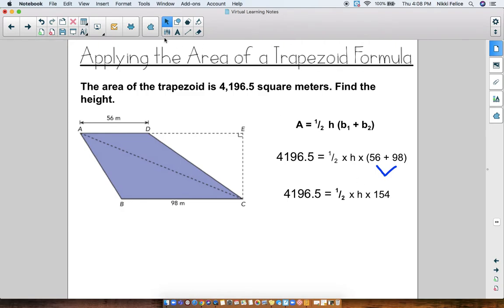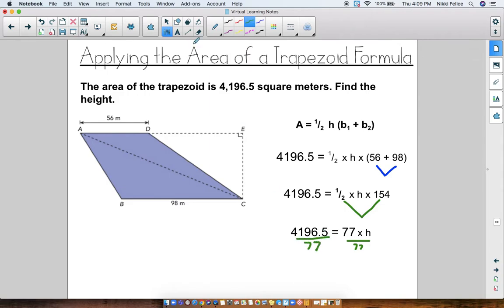So now we have three things over here, but there are two like terms that we can combine. The 1/2 times 154. We can do that first. Do 1/2 times 154. And you should get 77. So instead of 1/2 times h times 154, it's just 77 times h. And now this is a one-step equation. Instead of doing 77 times h, we're going to divide by 77 on both sides.